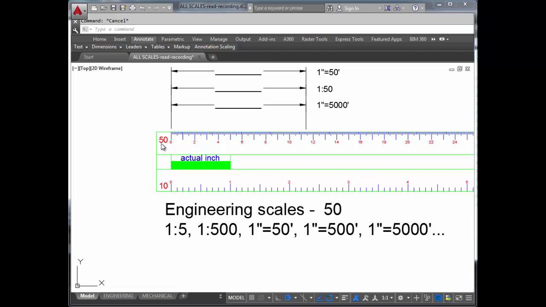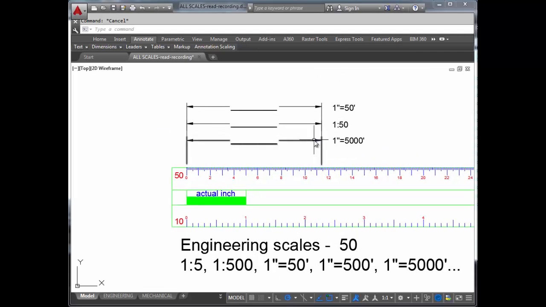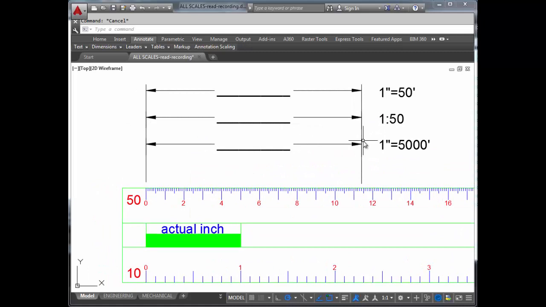This is the 50 engineering scale. We would use this scale if the title block read 1 to 5, 1 to 500, 1 inch equals 50 feet, and so on. Notice that the leading number on the right-hand side of the colon or the equal sign all have a 5. These three scales we're going to read using these three different scenarios.